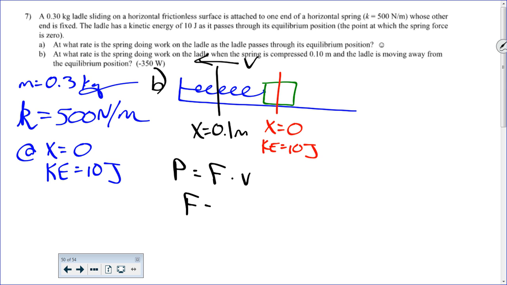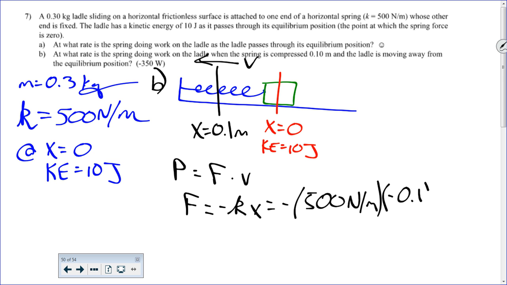So let's see, my force, how do I find the force? Kx, Hooke's law, right? So my force is going to be negative kx. So negative 500 newtons per meter times my x, which is also negative. So I'm looking at 50 newtons positive. Conceptually, does it make sense that my force should be positive? If the spring is squashed this way, which way is the spring going to be pushing? That way. So there's my force. All right. Now, velocity. This is the trickier part.